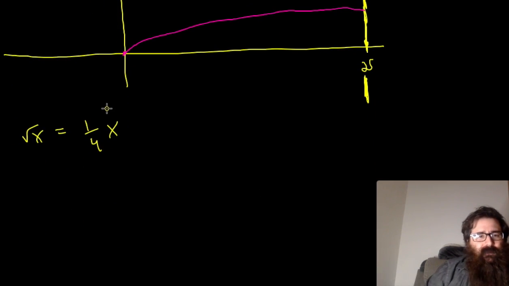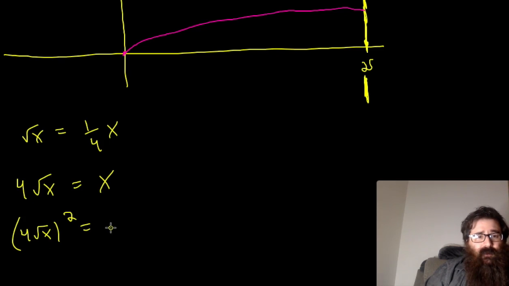Now, what would I do first? I would maybe multiply the 4 over. 4 square root x equals x. And then in order to work through this, we would want to square both sides. So 4 square root x quantity, I want to square it.